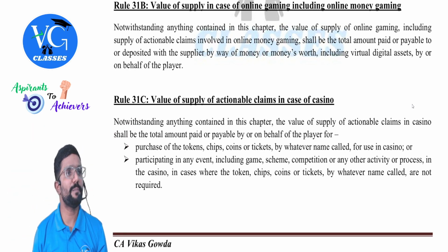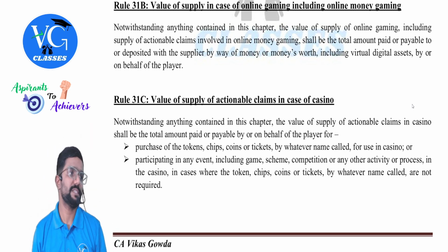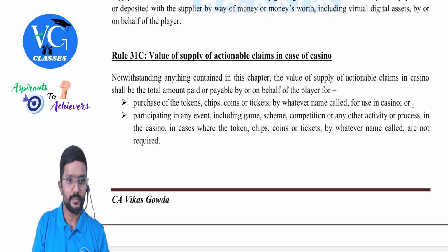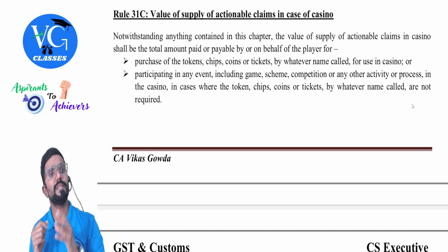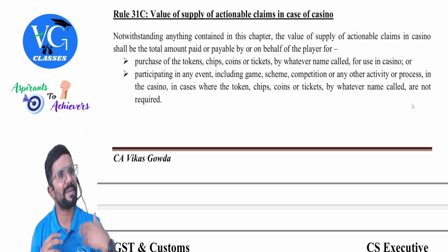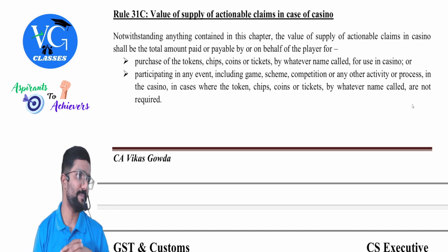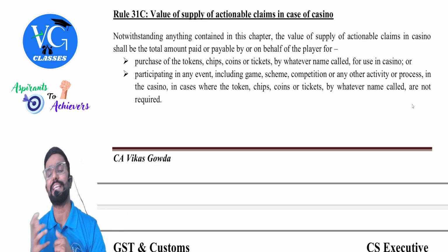The person who has developed that app, what is the value of supply for him? Whatever amount you are depositing into the account and you are betting it, that is the value of supply. Even in this case, no reverse working. Okay. And please be careful, the person who is playing the game is called recipient, whereas the person who has developed that app or the person who is organizing all this betting on a platform is called as what? Supplier.